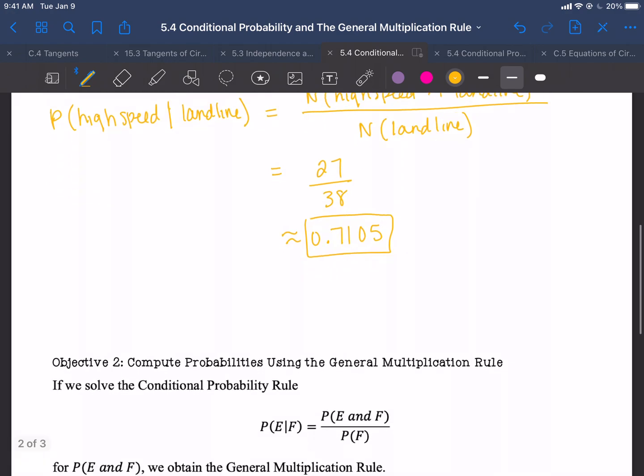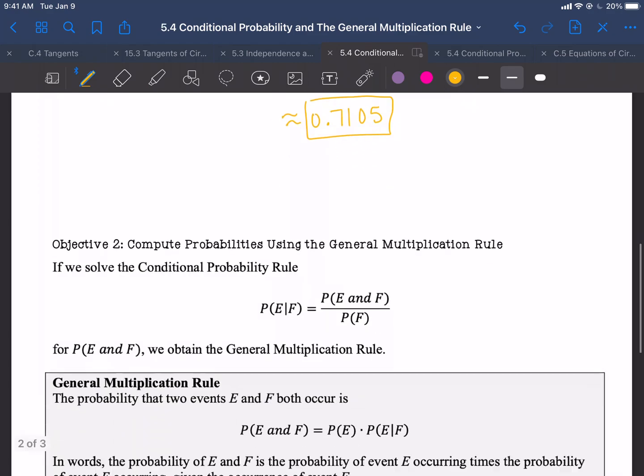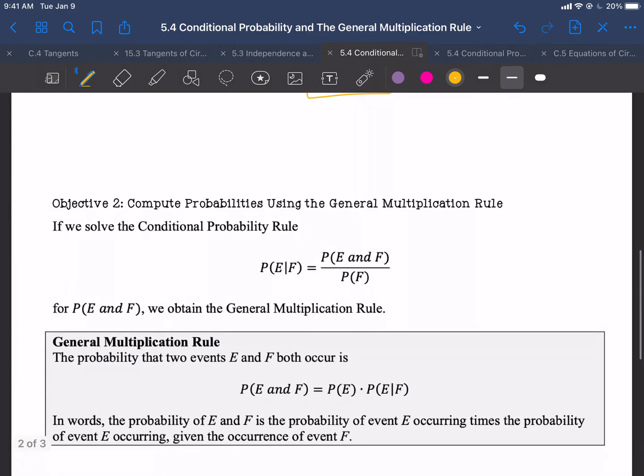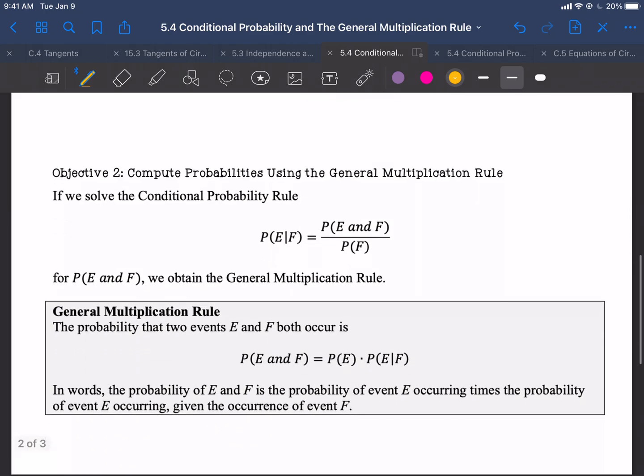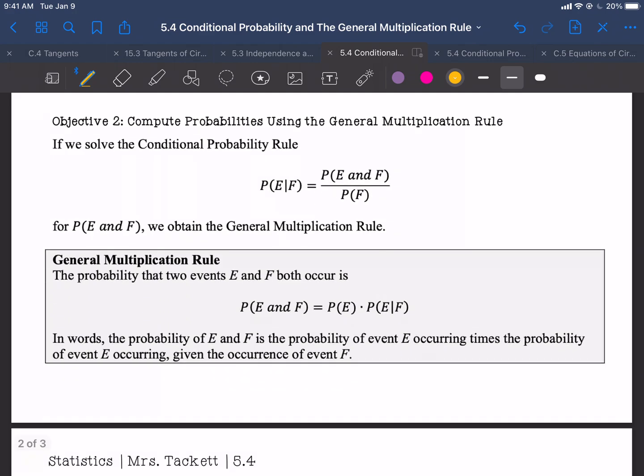All right. Second objective here is figuring out what the general multiplication rule is. It works if we have independent events too, but we've talked about independent events, and one does not affect the other. So if you know something about what happens, it doesn't affect the other one. So this is really for dependent events, but can be used for both.